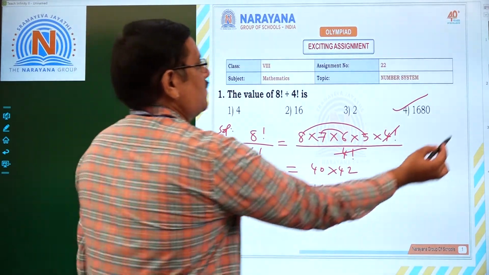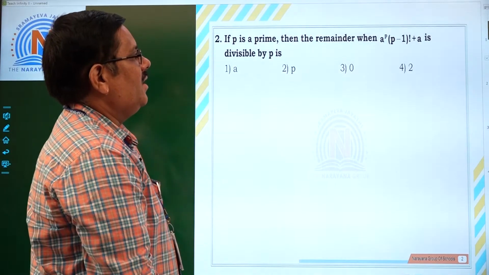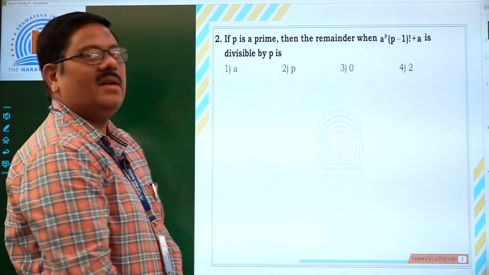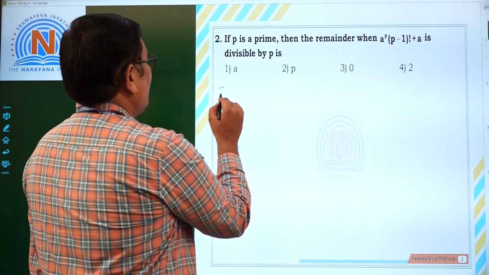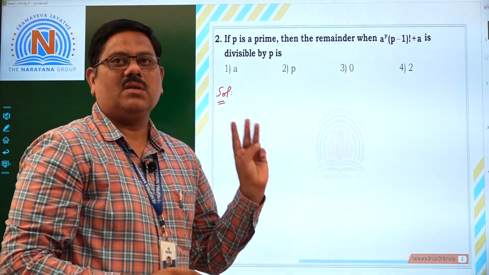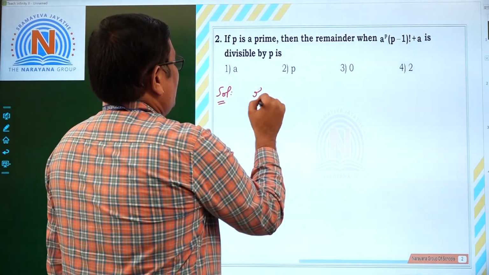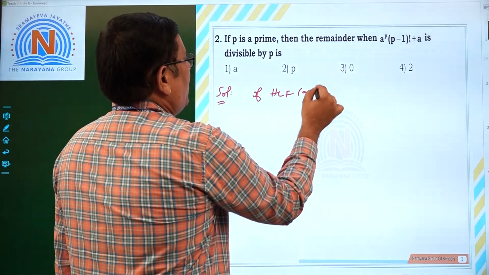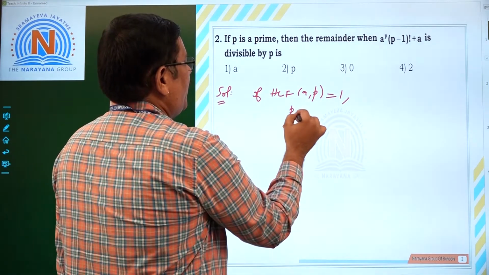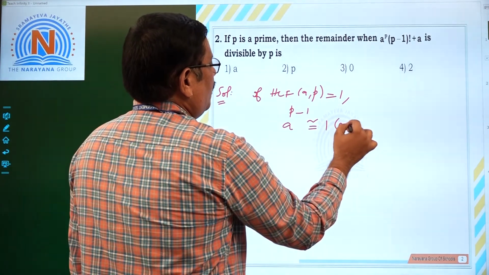Okay. Now we'll move to the next question. If P is a prime, then the remainder when a power P times of P minus 1 factorial plus a is divisible by P. Here we have to use two theorems. One is Fermat's theorem, the other one is Wilson's theorem. What is Fermat's theorem? If HCF of a comma P is equal to 1, we know that a power P minus 1 is congruent to 1 modulo P.